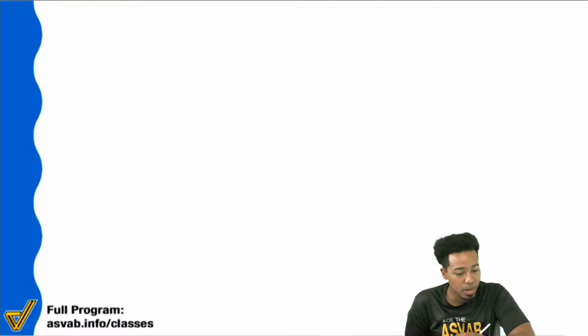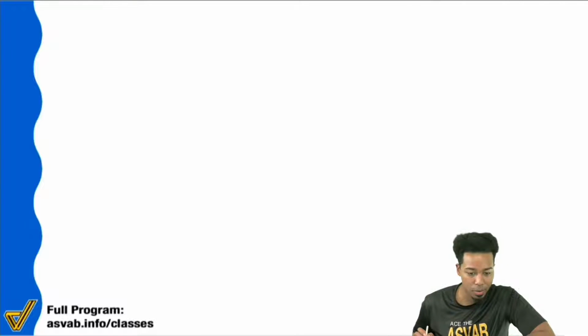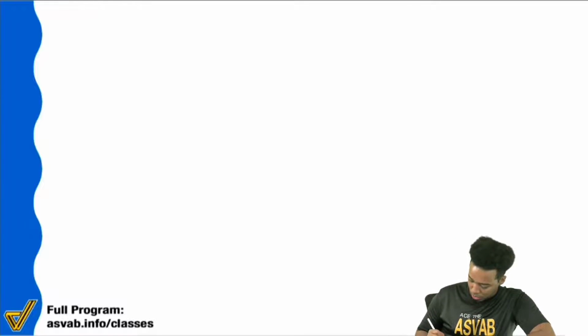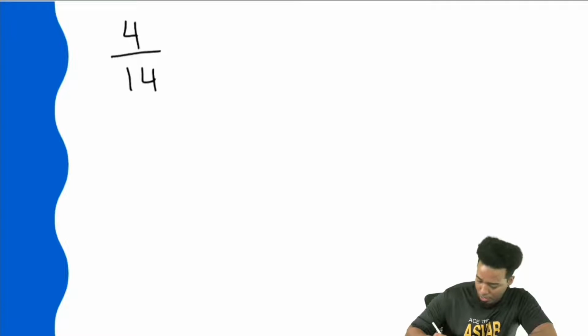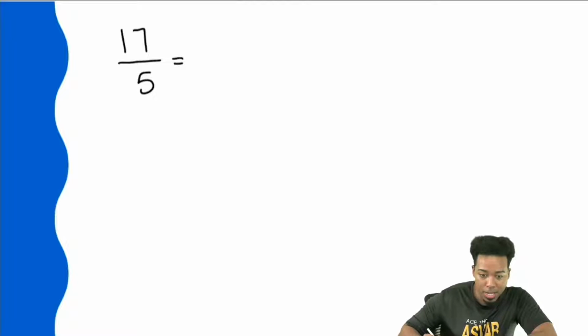Yep. So let me go ahead and come right here. All right, let me write these problems out for us. So here is our first problem. Let me zoom in. This first one is going to say 4 over 14, or excuse me, not the same one from before. 17 over 5 equals x over 35.